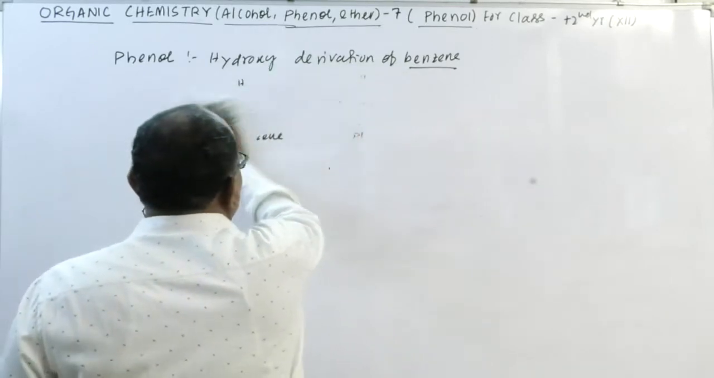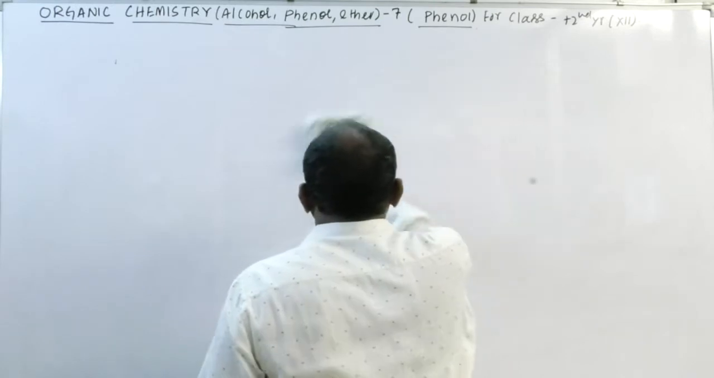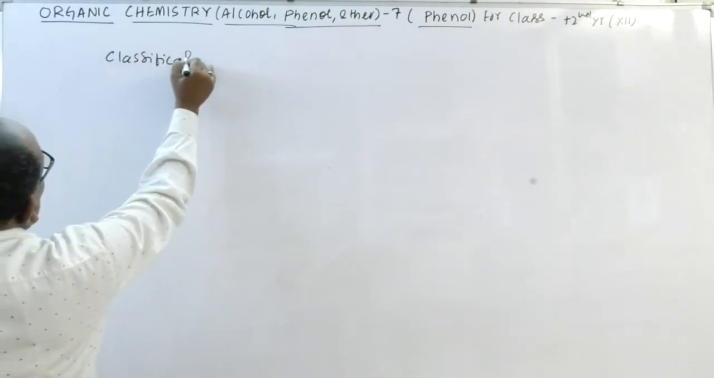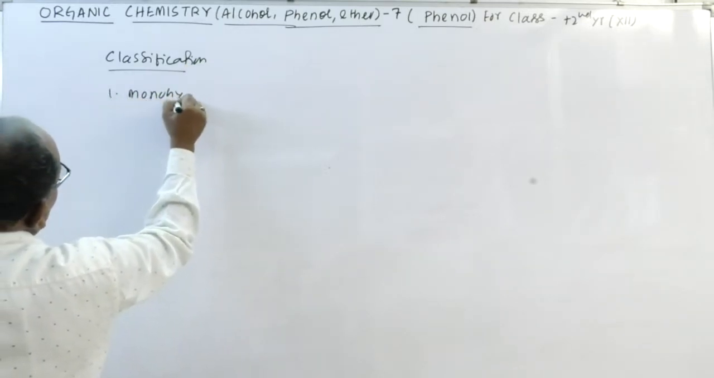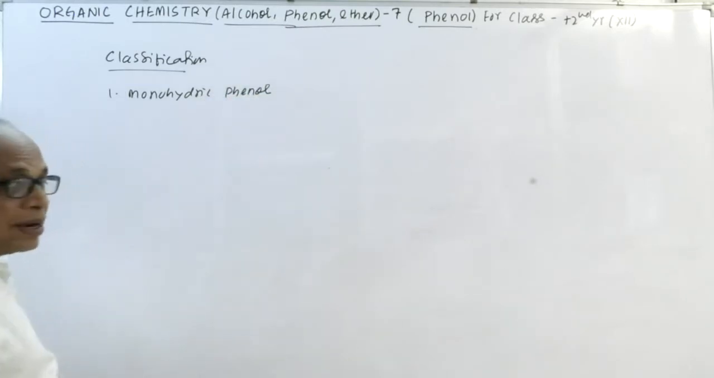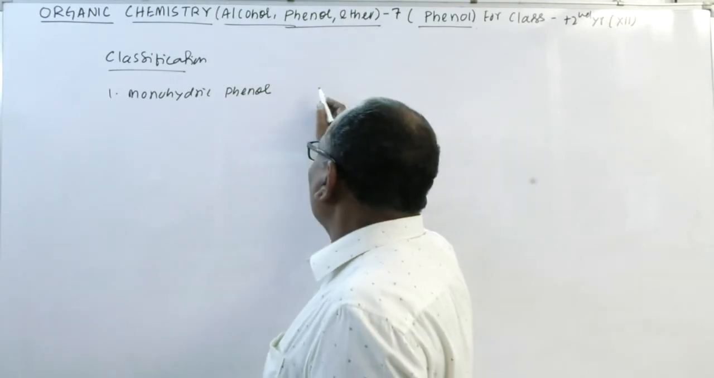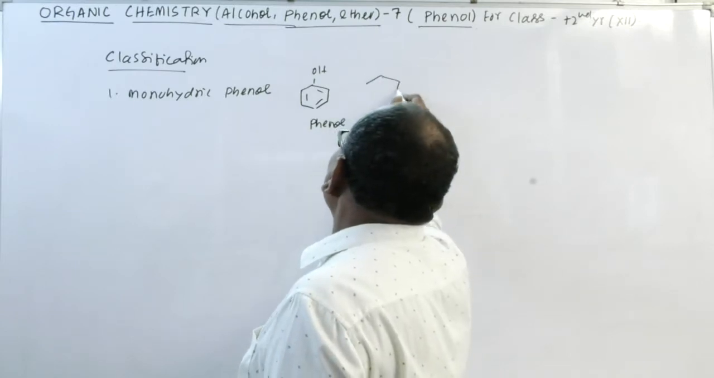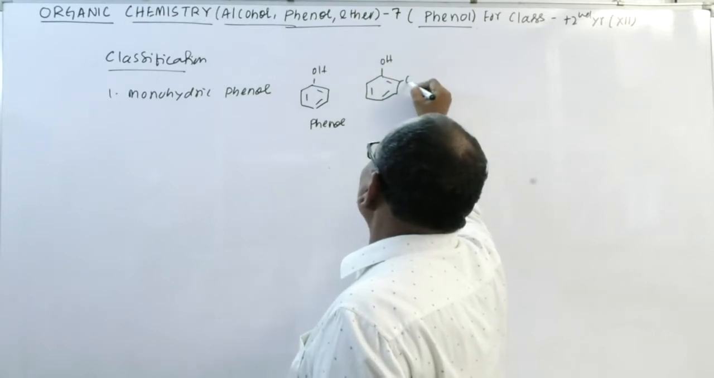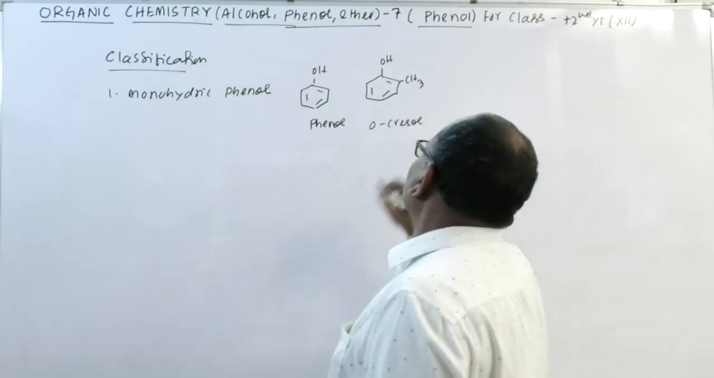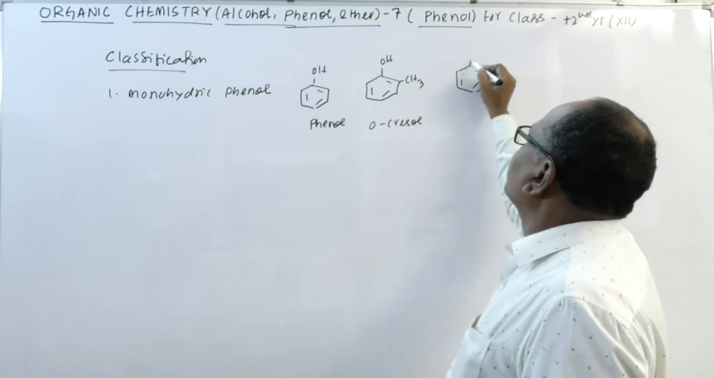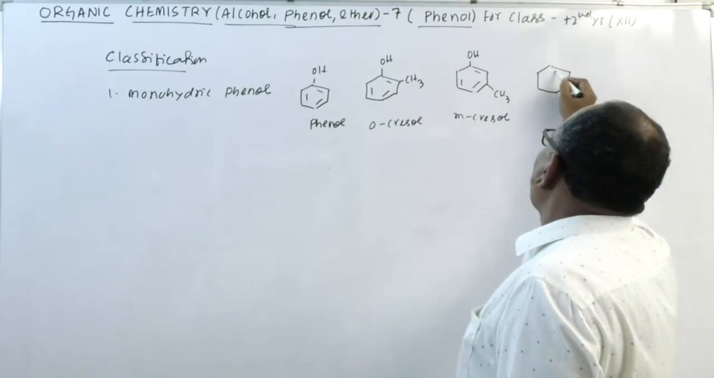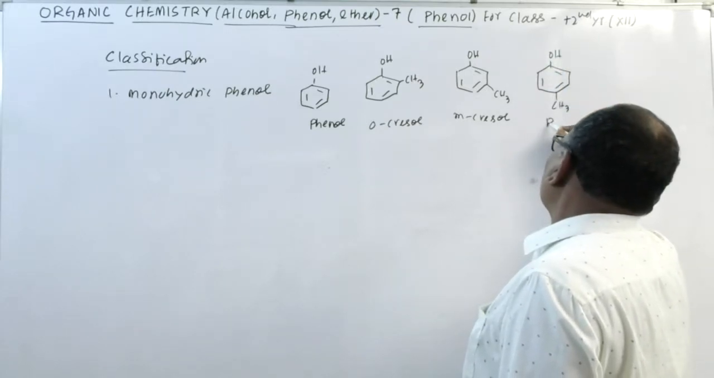Like alcohol, phenol is also classified. Monohydric phenol means one OH group per molecule. The monohydric phenols are simply phenol, or the hydroxy derivative of toluene, which is called orthocresol, and this is called metacresol, and this is called paracresol.